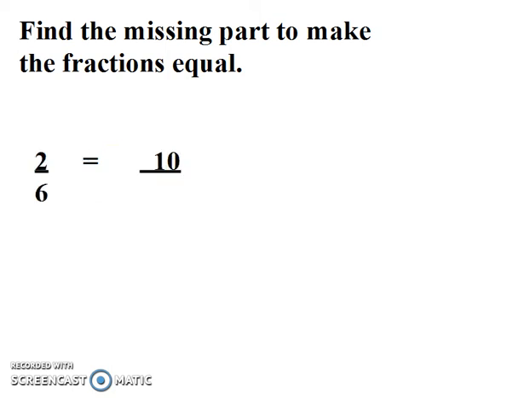One more. 2 times something equals 10. That would be 5. So 6 times 5 equals 30. 2/6 and 10/30 are the same thing.